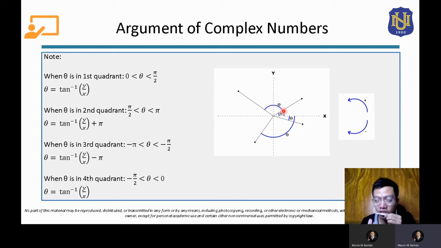Okay, or negative pi. So it cannot be negative 181 degrees. It cannot be negative 182 degrees. So that can't be, for arguments.